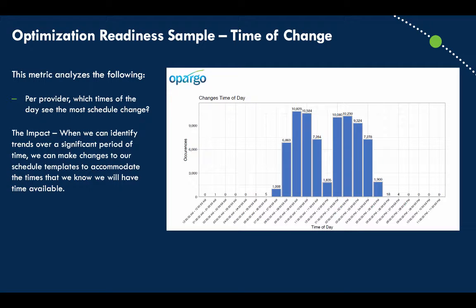Lastly, we're taking a look at per provider, when are they seeing the most changes in their appointments? So when are those cancellations, reschedules, and no-shows happening? Because if we can identify that on Tuesdays at 9 o'clock, there is a high propensity of those changes to happen, then maybe we might build those templates different in the new environment.